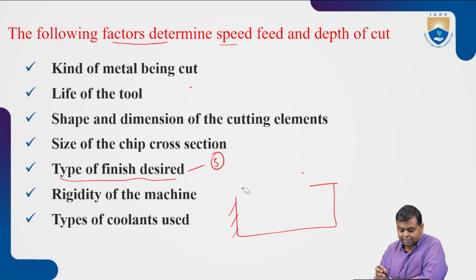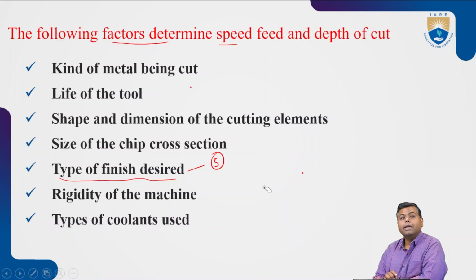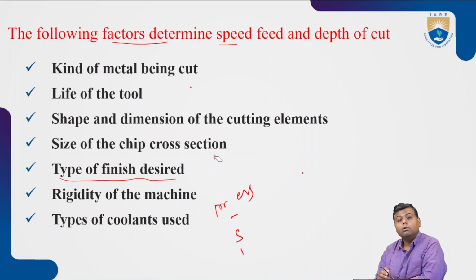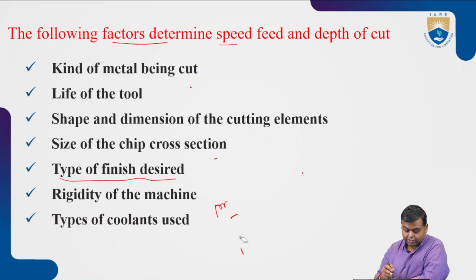Whatever surface you want to have, we can't get it unless we control the factors which affect the process parameters. The process parameters are nothing but feed, speed and depth of cut. So these factors are very important with respect to the type of surface which you are able to make.